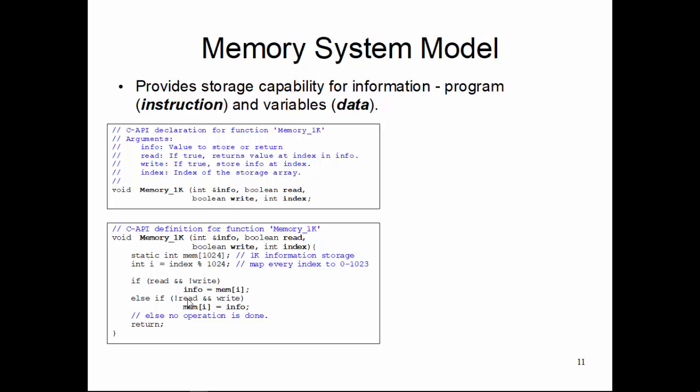Else, if it is not read and it is write, so our application is trying to write some values or store some values in the memory. So I update the memory content, that array content, with that info passed to me. Otherwise, no operation. If you're not read, not write, it's a no operation. Read and write, no operation, we just return. All right. So this is the functionality as a very simplistic memory system model.